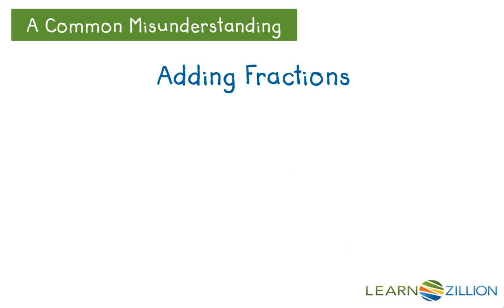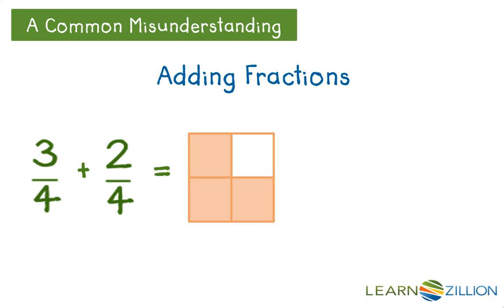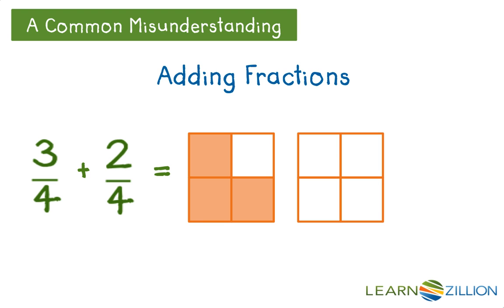When working with line plots with fractional data, it is important to remember how to add fractions. When we add fractions, like in the problem below, it can be a common misunderstanding to add both the numerators and denominators. However, it is important to remember that we're adding pieces of a whole. For the problem 3/4 plus 2/4, we start with 3/4 and add 2/4 to that. When we draw 3/4 in a model, we see that in order to add 2/4, we need another whole. Our answer ends up being 5/4 or 1 whole and 1/4.